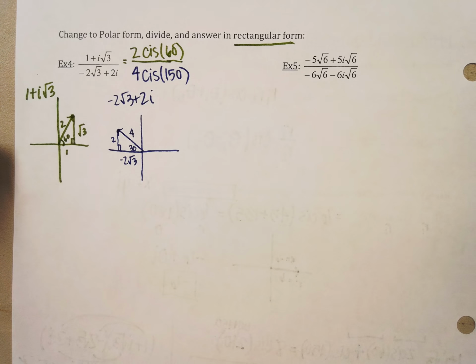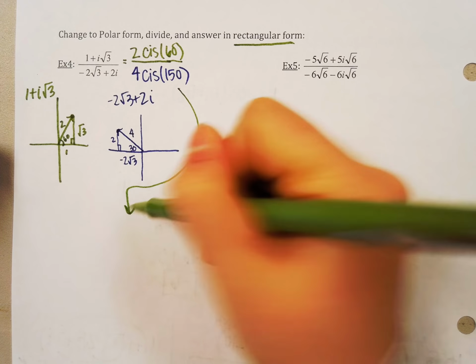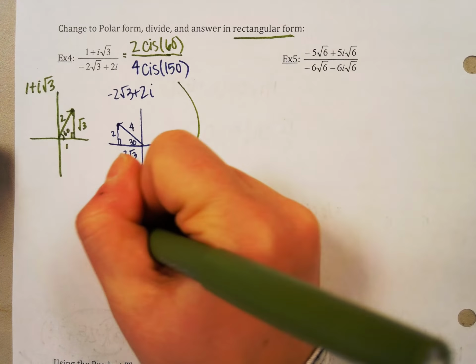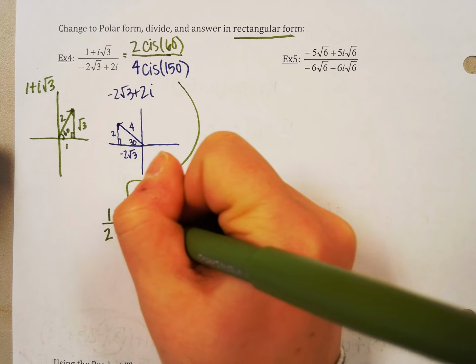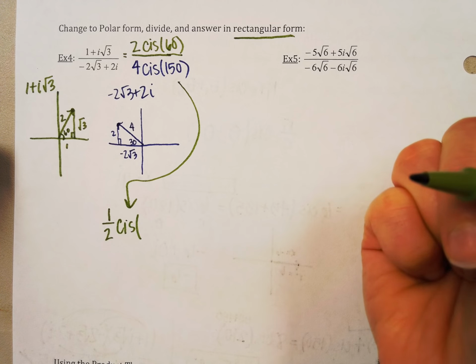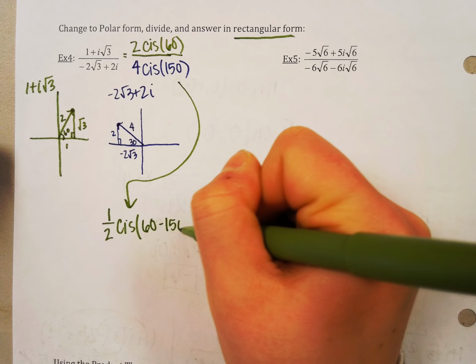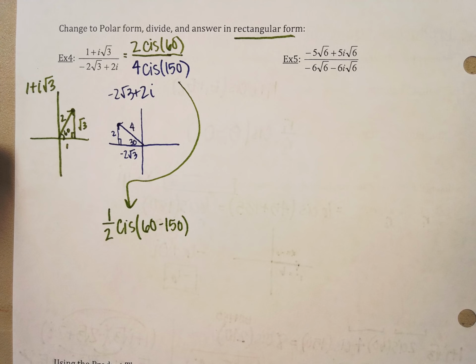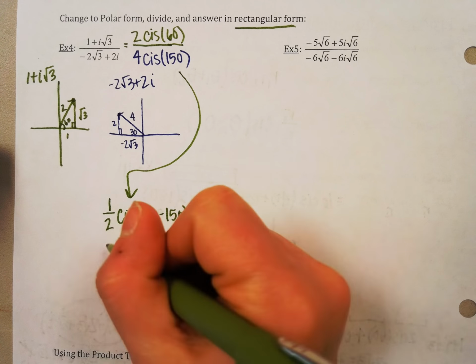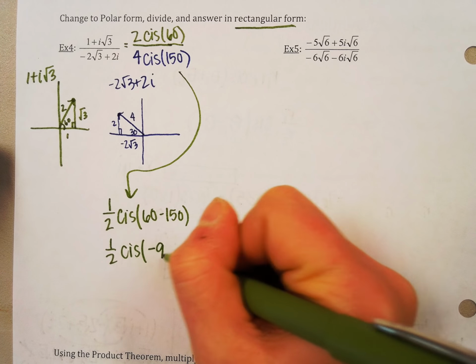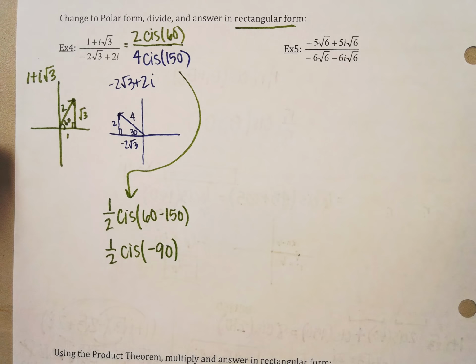So we're dealing with that in our polar form. And then I'm going to come down here. I'm going to use the quotient rule, which means I'm going to divide my two R values. So 2 divided by 4 is 1/2. And then we subtract our angles. So 60 minus 150. So 60 minus 150 is negative 90.